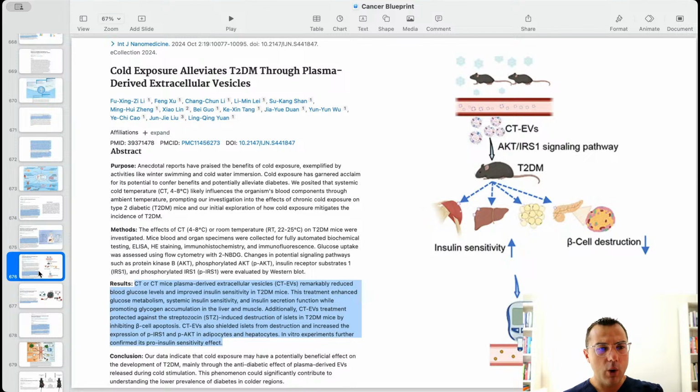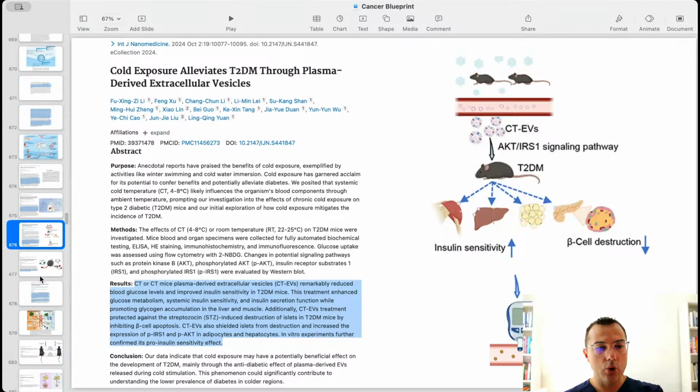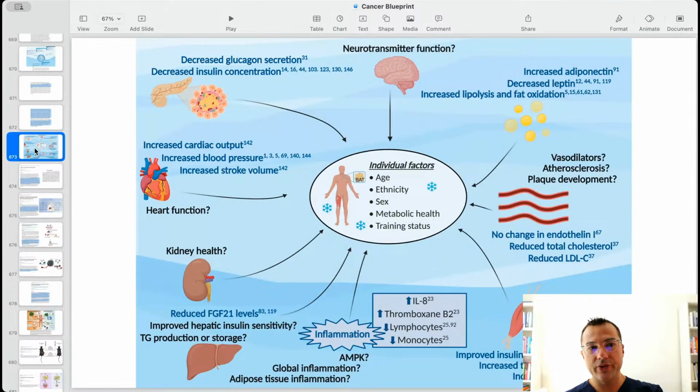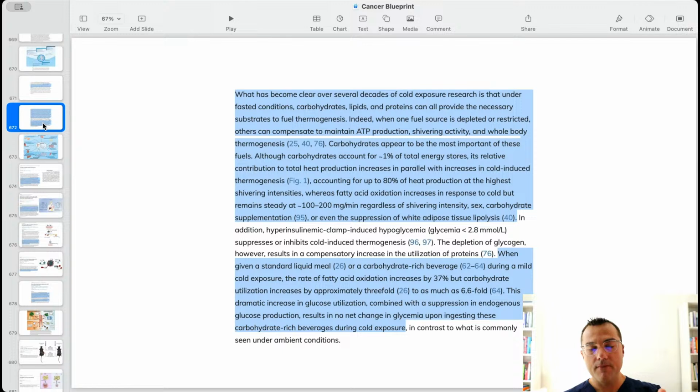Now, I want to end, okay, on talking about cold being studied on cancer particularly, okay? I put this in here first, because I want to show that there are clinically relevant decreases in blood glucose when it's studied. And that's important for me to show that this is likely going to translate to humans as well.